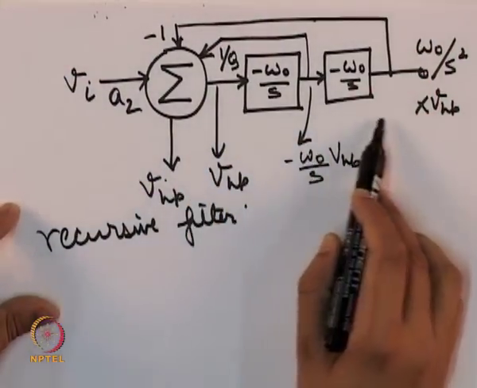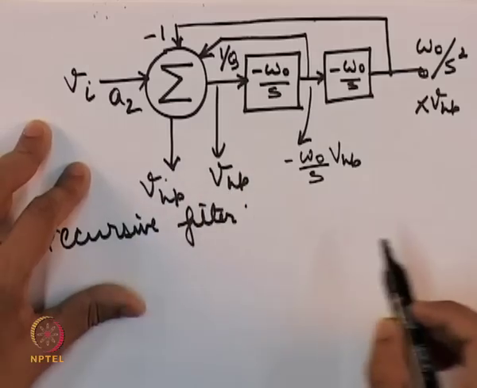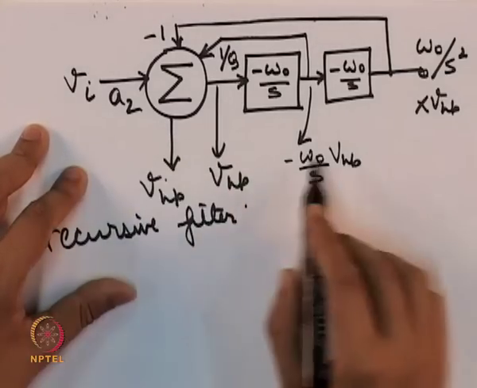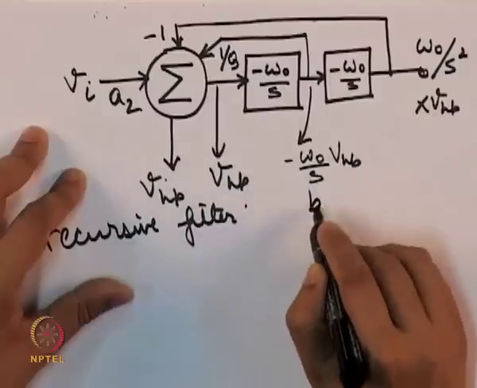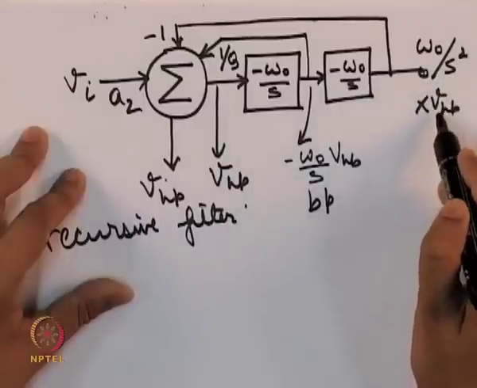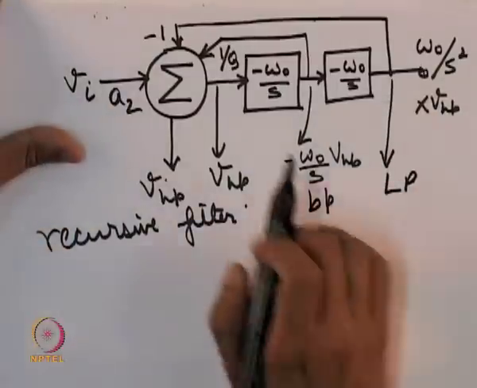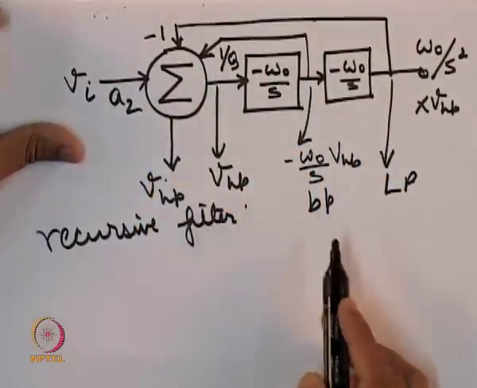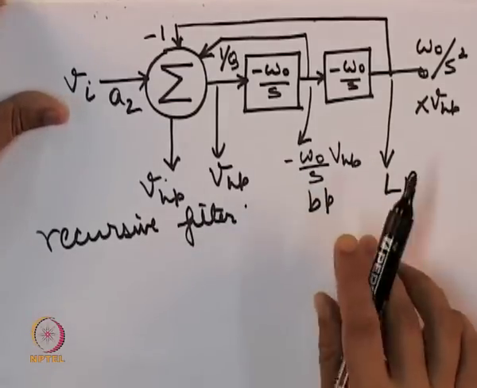So, this was the signal flow graph diagram. I just want to repeat: a signal flow graph diagram shows the frequency domain flow of signal and the relation between the quantities and the input signal. Here, this minus omega 0 upon s VHP is actually proportional to the band pass signal, and this one, omega 0 square upon s square VHP, is actually the low pass signal. Proportional, not exact, because the exact signal has to be scaled with the appropriate gain values.